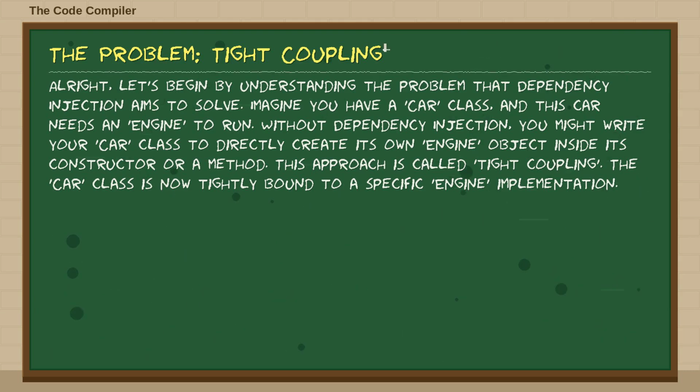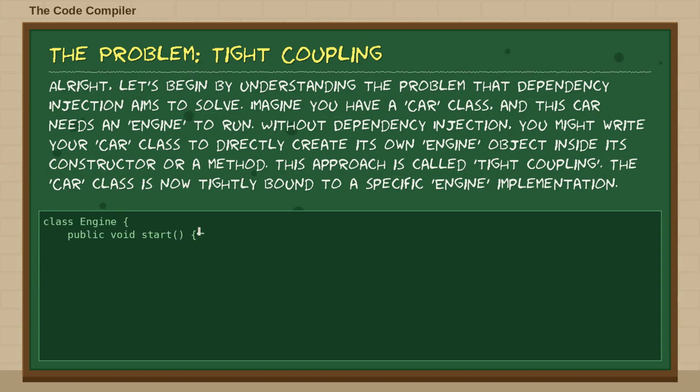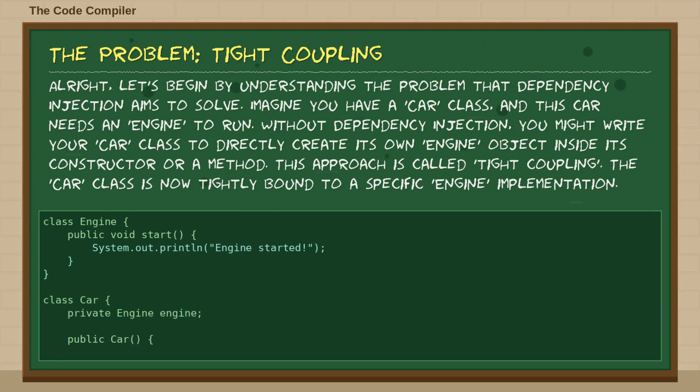What if you want to change the type of engine, say from a petrol engine to an electric engine? You would have to modify the car class itself. This makes your code rigid, difficult to modify, and very challenging to test independently. For example, testing the car without a real engine becomes complicated. This is a common issue in many applications.